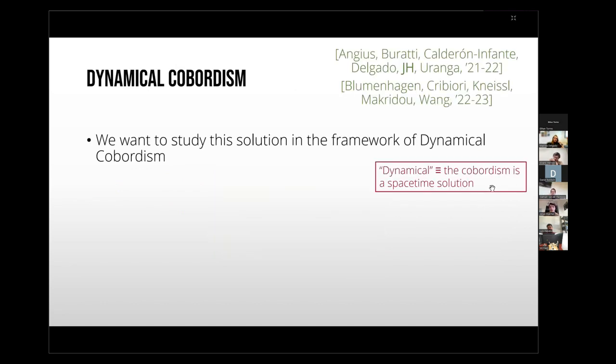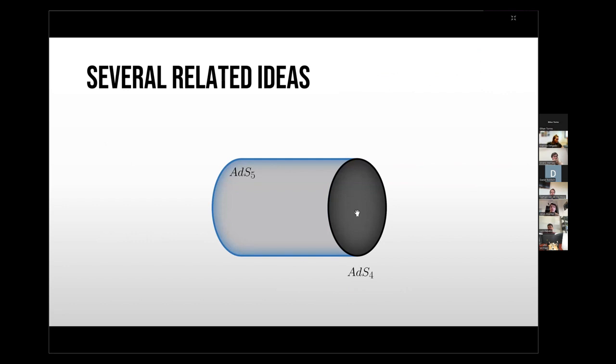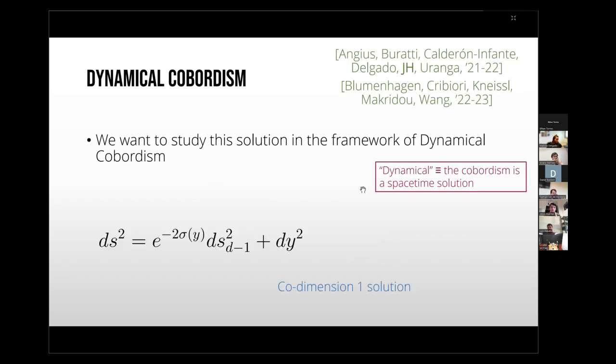There are several ideas related to this approach. First of all, dynamical cobordism. What is the difference between dynamical cobordism and cobordism? Dynamical means that the cobordism is a spacetime solution. We have the cobordism between AdS5 × S5 and nothing in a spacetime with a metric. For this, we need a codimension 1 solution, as was explained in those articles. We have the radius and the end of the world brane.